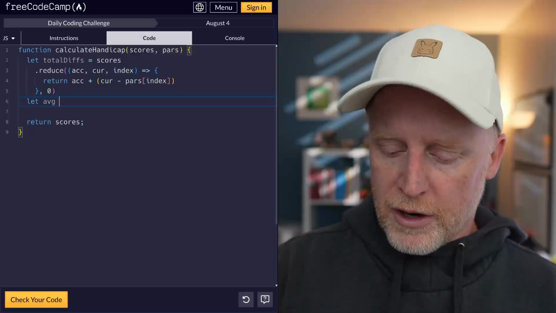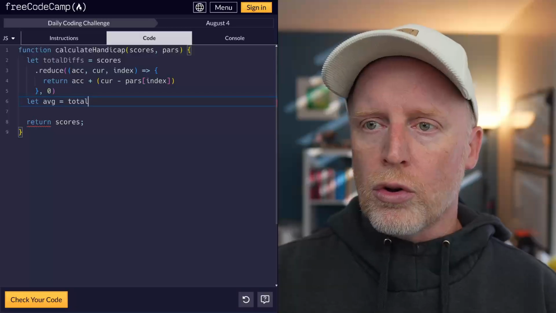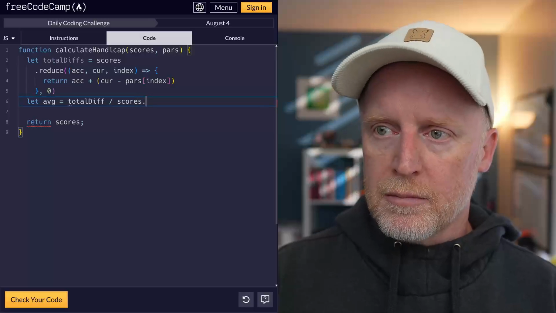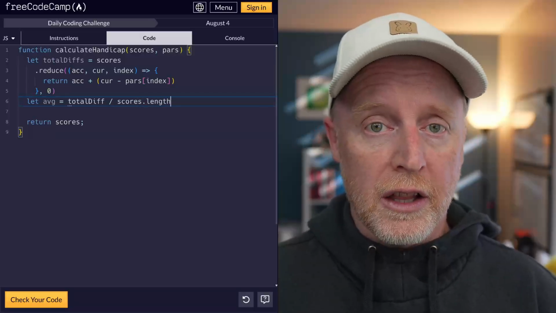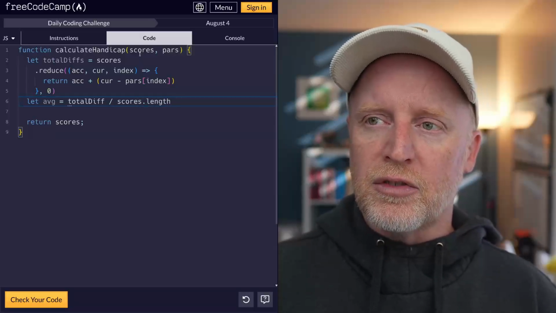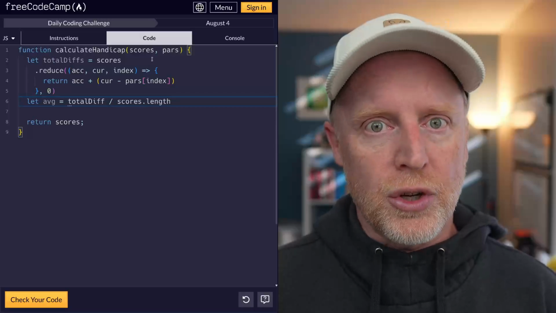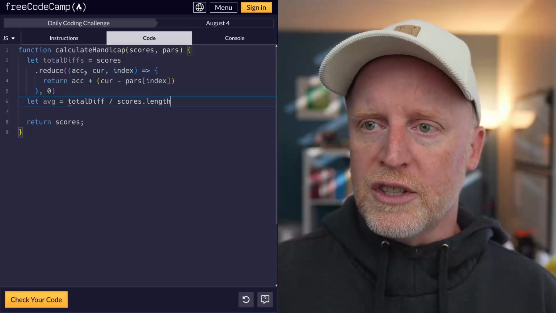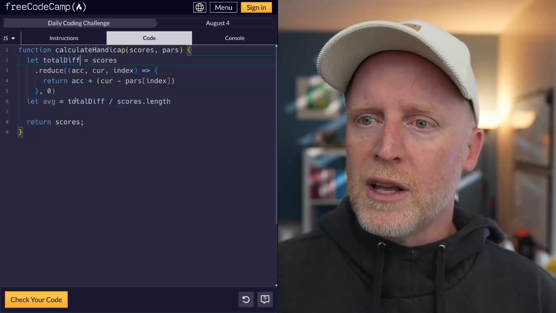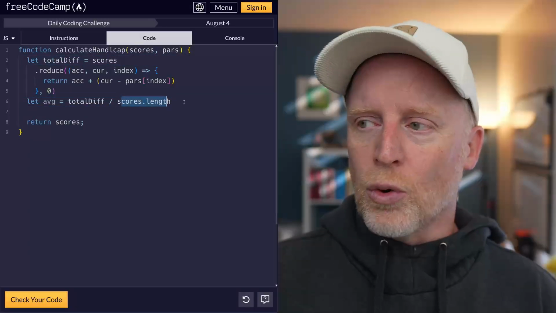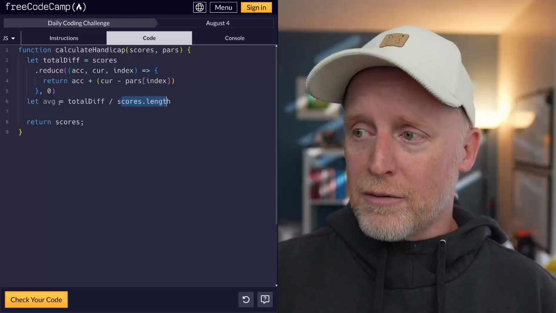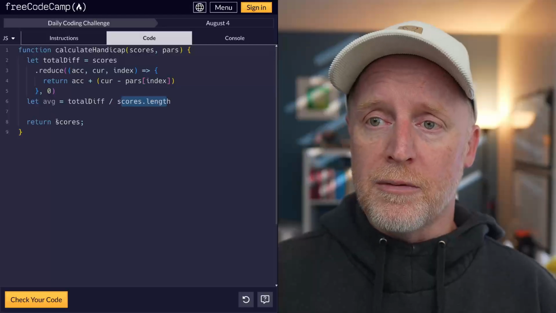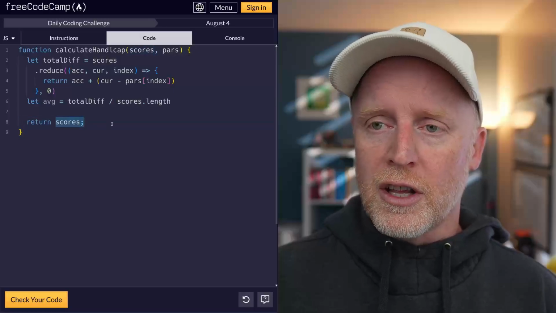Let average, right? The average is going to be the total diff divided by scores.length, okay? Or pars.length. We haven't actually done any tests to see if scores and pars are the same. Probably should, right? Bit of a stretch goal, but total diff divided by scores.length gives us our average, and then we just need to round it, right? If the decimal places are off the chart, we need to do that.